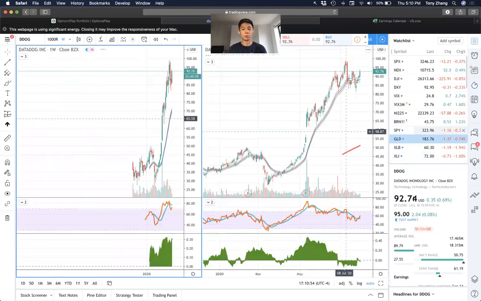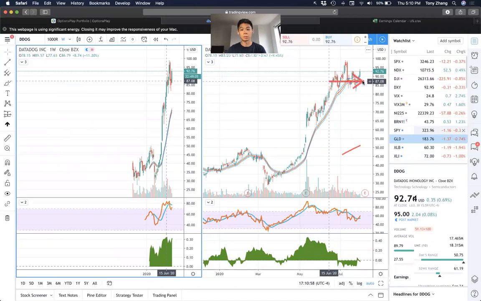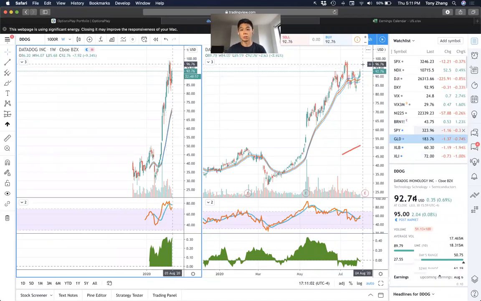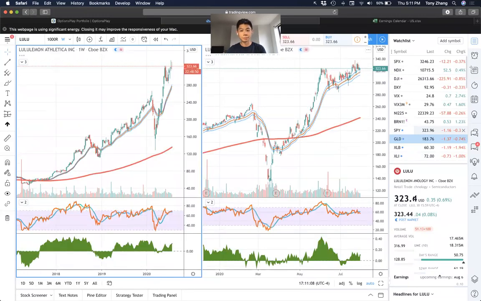DDOG, Datadog, I know nothing about this stock. After a consolidation period, it looks like it's starting to break out here to the upside. That could be the push that you need to get above that $98, but I don't know anything about this stock. I do know a little bit more about Lululemon.